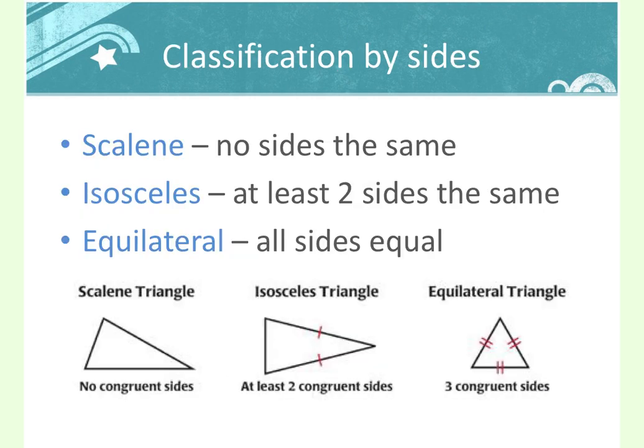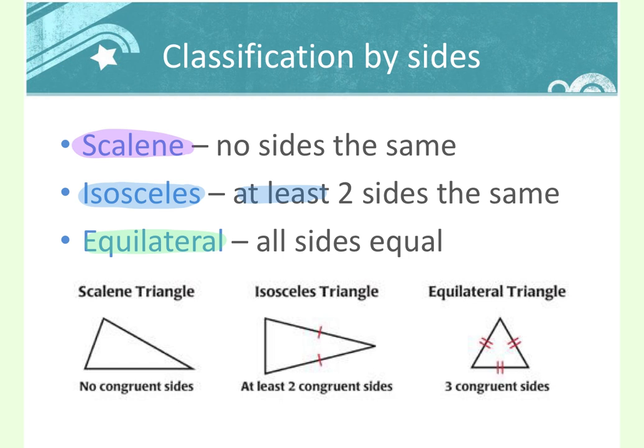We're going to classify it first by the type of sides. If no two sides are the same, then it is a scalene triangle, so three different length sides. If at least two sides are the same, it's isosceles. And notice the word at least, because equilateral is all three sides.